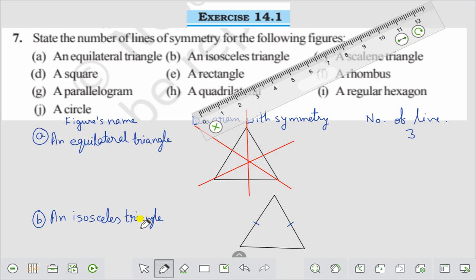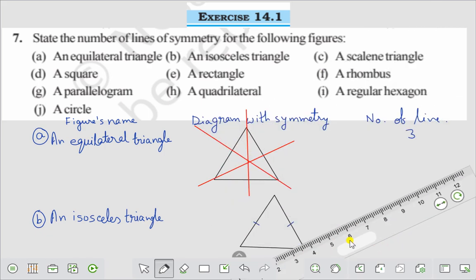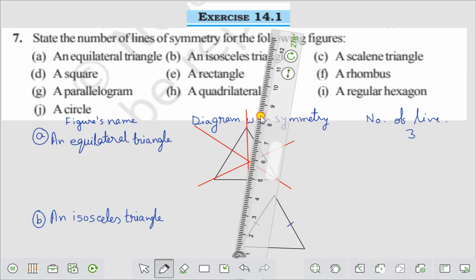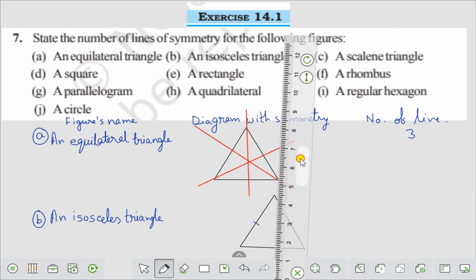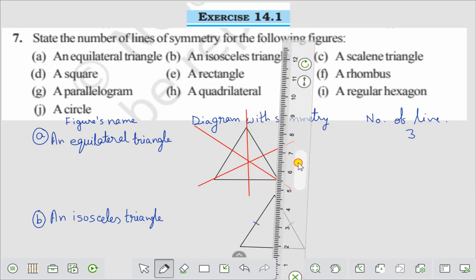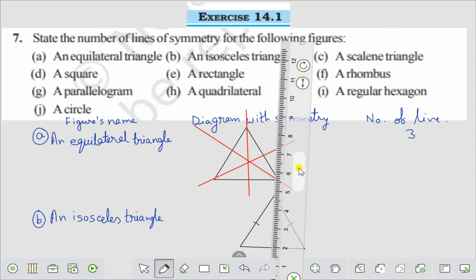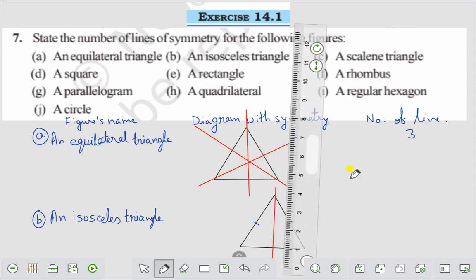Therefore, there is only one line of symmetry. If we draw lines of symmetry, you will find that in an isosceles triangle there is only one line of symmetry. Let us draw this line of symmetry for this isosceles triangle. Here you see that you will get only one line of symmetry, that is, the number of lines is one only.